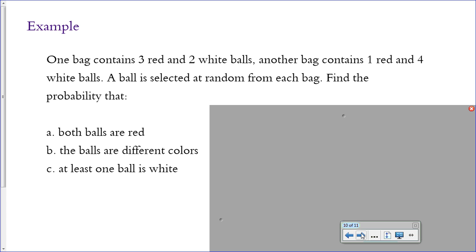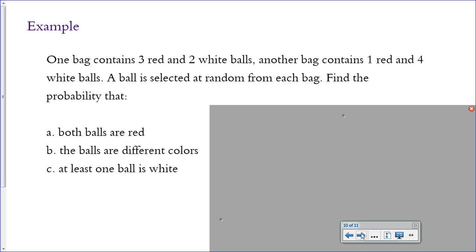Here's an example of just some probabilities. Bag containing 1 red and 4 white balls. So these are independent events if I'm going to select a ball at random from each bag, because what happens from the first bag is not going to have any impact on the probabilities for the second bag. So we can consider these independent events, which means if I'm looking for the probability that both balls are red, I can multiply their probabilities together, based on the formula that we just saw, the multiplication rule for independent events.